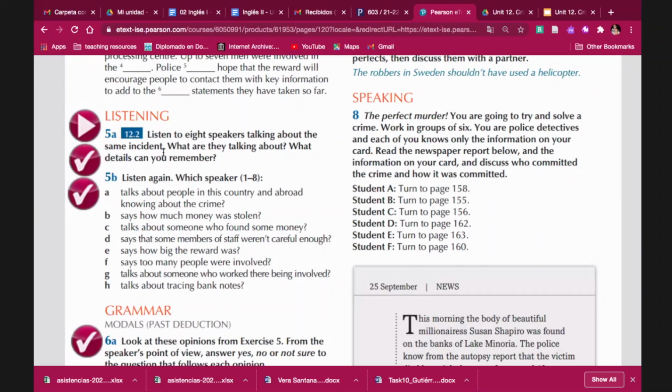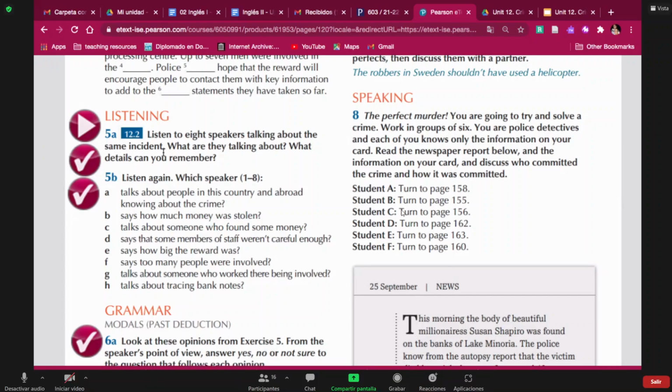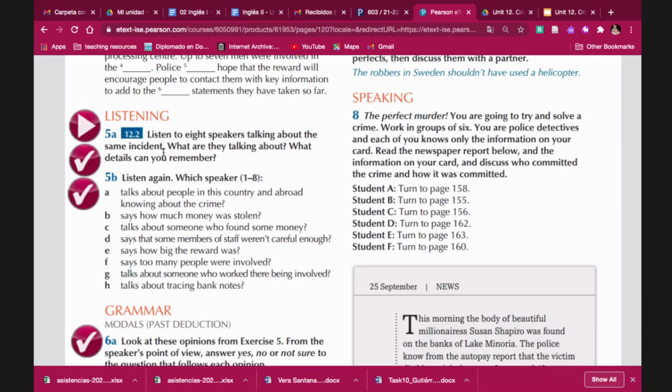Chevel, please, letter D. Would you please read letter D? Yes, teacher. Says that some members of the staff weren't careful enough. Speaker number 7. So you see, in speaker number 7, is where you are able to find an example of the third conditional. It says, the security people must have been very careless. The robbers could have been caught easily if the security people were doing their jobs properly, which they didn't. Okay, so that's why the robbers got away with the money.